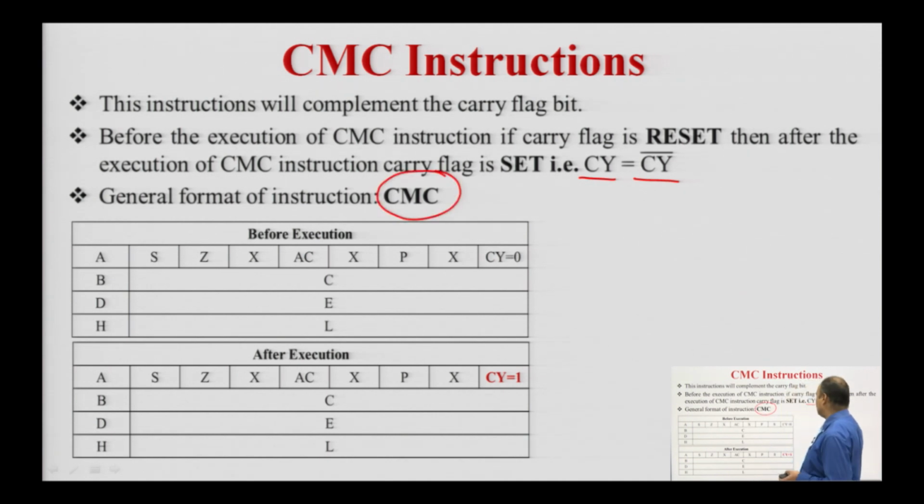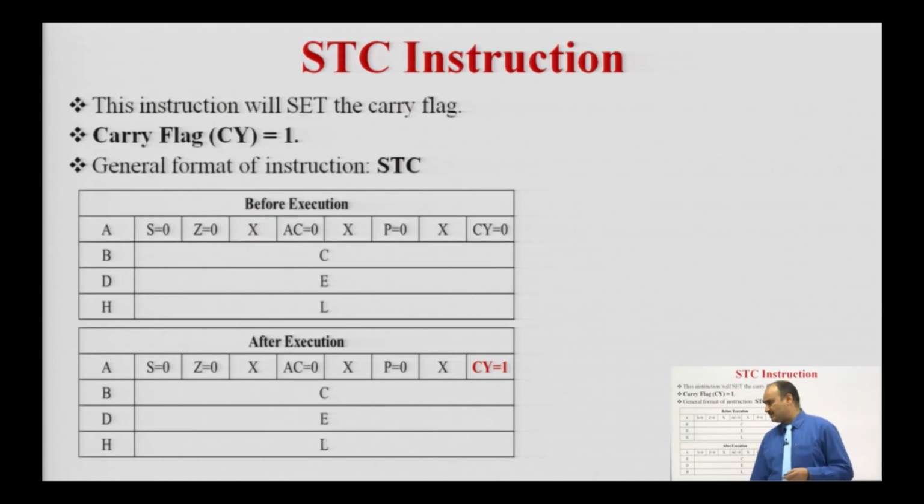Before the execution, the carry flag is reset. After the execution, the carry flag is set to reflect the result of the operation. So, this is the meaning of the CMC instruction. It will complement the carry flag. Next instruction is the STC instruction. This instruction will set the carry flag. So, the carry flag is equal to 1.